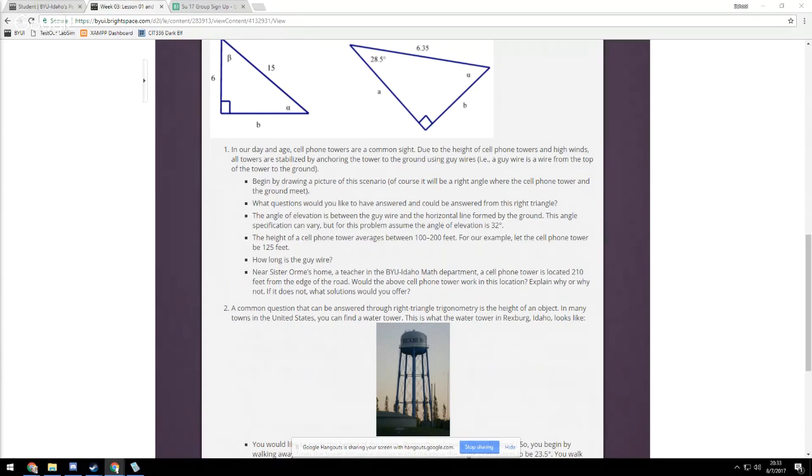And so if I fix that, so sine of 32 equals 125 divided by h, and I plug in, I multiply, or sorry, divide. So it's 125.